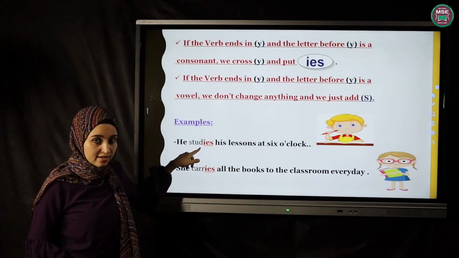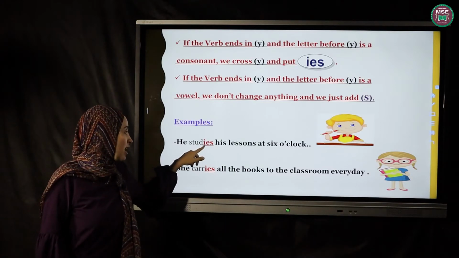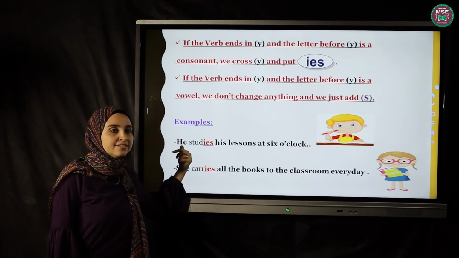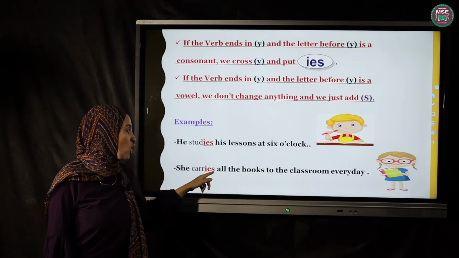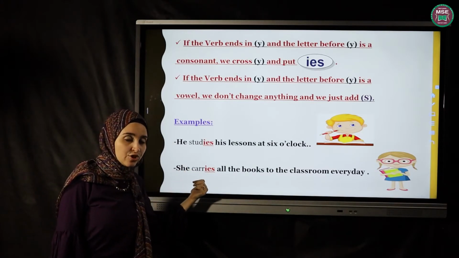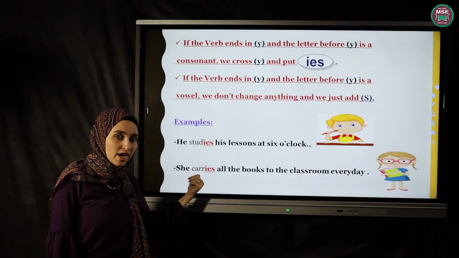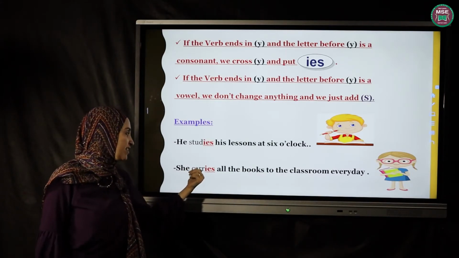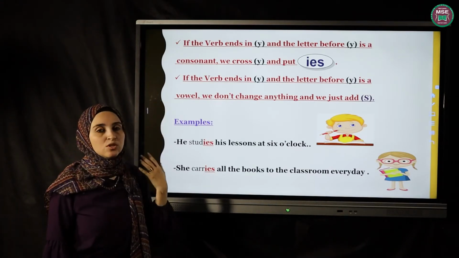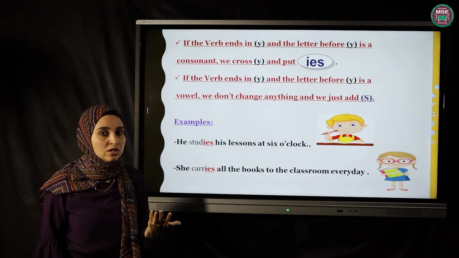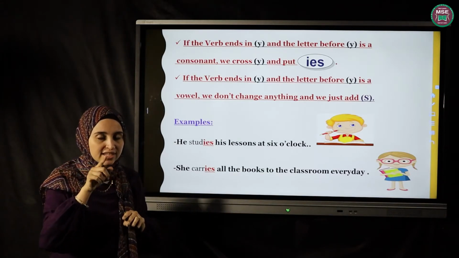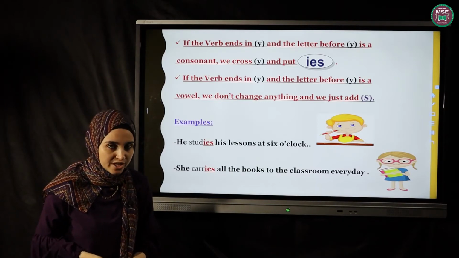I crossed y. The main verb was study. I crossed y and changed it to ies because the letter before y was a consonant, and I have he. She carries all the books to the classroom every day. The last letter was y, and the letter before y was r, a consonant, so I crossed the y and changed it to ies. But if the verb ends in y and the letter before y is a vowel, with he, she, and it, I don't do anything. I just add s, like he plays football every week.